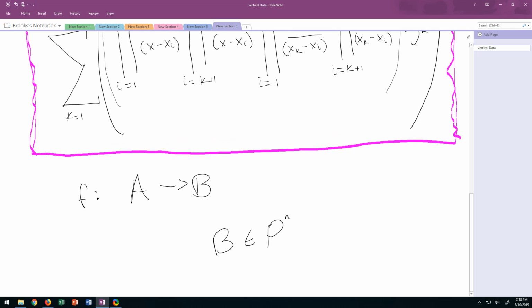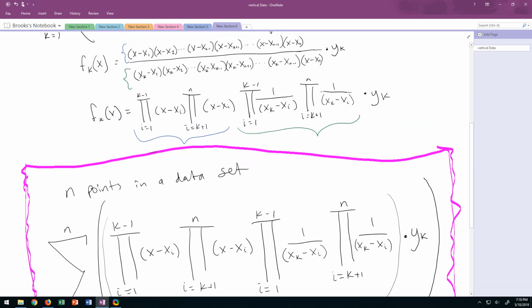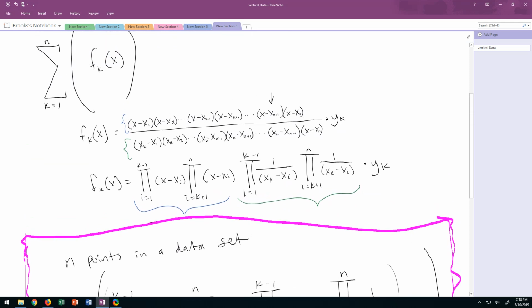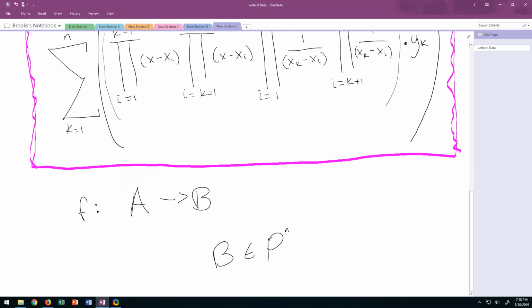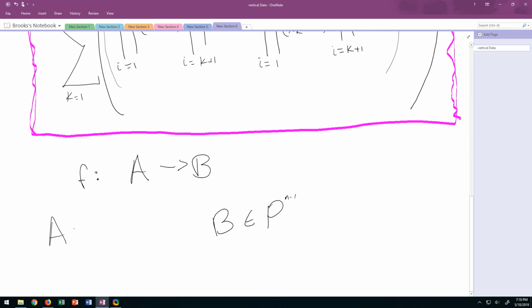So I have no idea how big this polynomial is going to be. I think it's going to be of degree n minus 1, where n is the number of points in your data set. I think it could be less depending on the data set, but it's still an element of this. And then A is going to get a little more complicated. A is going to be an element of any possible sets of points in 2D.